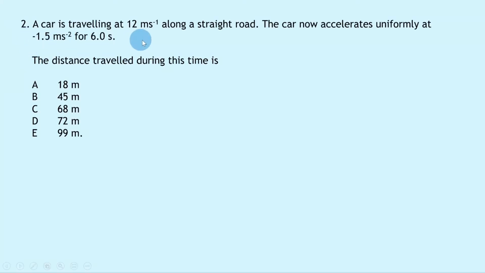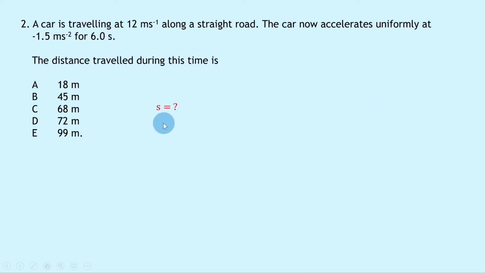Question 2 says a car is travelling at 12 meters per second along a straight road. The car now accelerates uniformly at minus 1.5 meters per second squared for 6.0 seconds. The distance travelled during this time is... Well, notice how we're given an initial speed, an acceleration and a time, and we're asked to find the distance travelled. So we're going to be using equations of motion here, so let's write down suvat first so that we can decide which equation of motion to use.